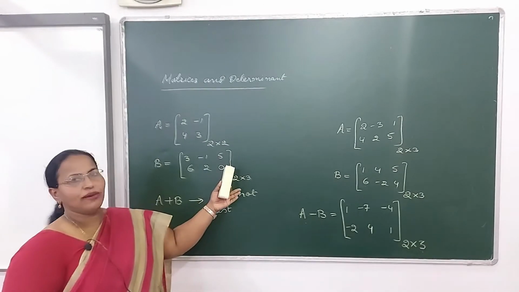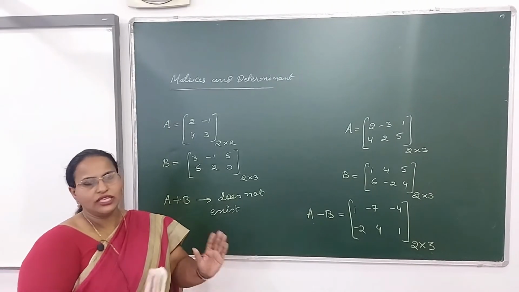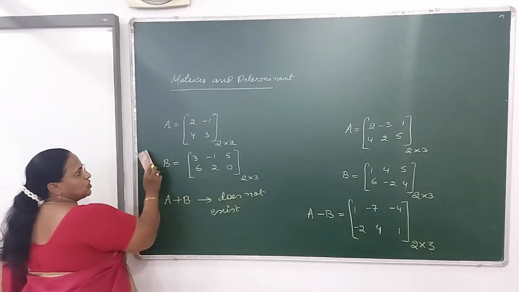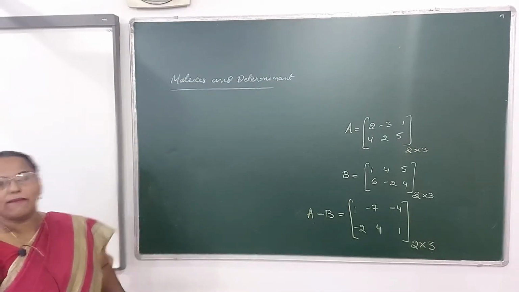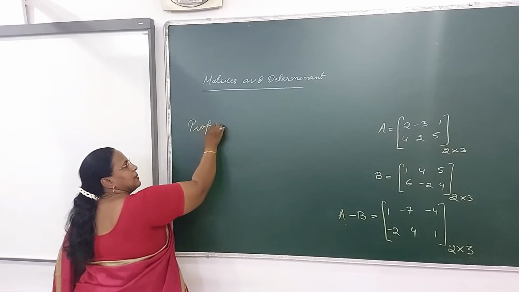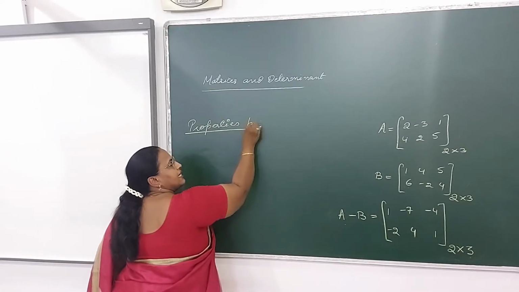So addition of two matrices, subtraction of two matrices. It's very easy. The only thing you need to check is whether they are comparable or not. So now see some important properties based on matrix addition.